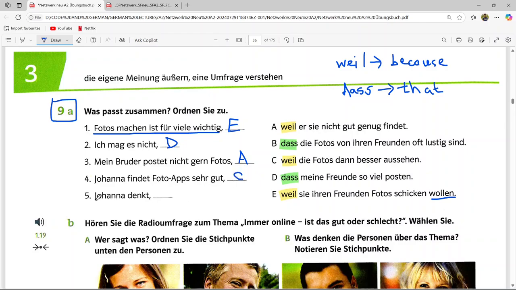Next, last one, Johanna denkt. Johanna thinks. So there is no effect or cause shown here. So we can just use dass here. So Johanna denkt, dass die Fotos von ihren Freunden auch lustig sind. Johanna thinks that the photos from her friends are also very funny. Very easy. Okay, so this task is also done.